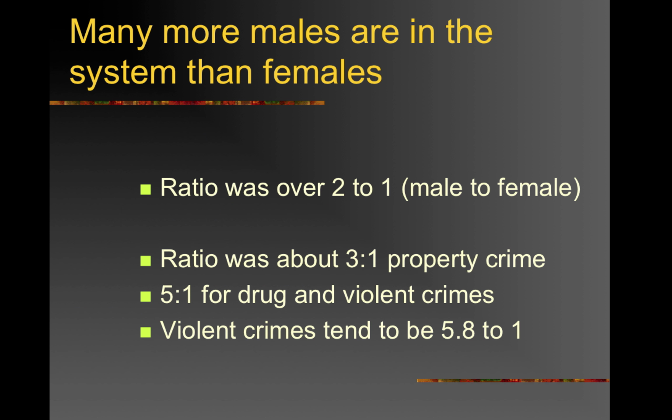Let's talk about a couple other trends in juvenile delinquency. We know that there are many more males that come into the juvenile justice system than there are females, and that the ratio is over 2 to 1 males to female. Depending on the kind of crime, it may be even higher. For example, the ratio is about 3 to 1 boys to girls for property crime. And for drugs, the ratio is about 5 to 1 boys to girls. For violent crime, it's even higher, about 5.8 boys to every 1 girl.